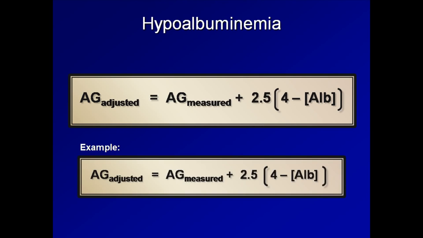Another way to look for this issue would be to use this equation. So, for example, if the measured anion gap is 14, you would add 2.5 times 4 minus 1.5. This is approximately 20, which would more than likely trigger additional investigation. The adjusted anion gap essentially tells us what the anion gap would be if the patient had a normal albumin.